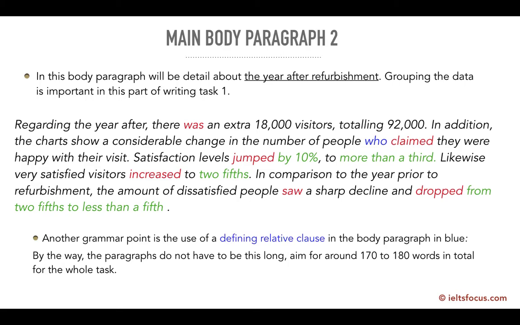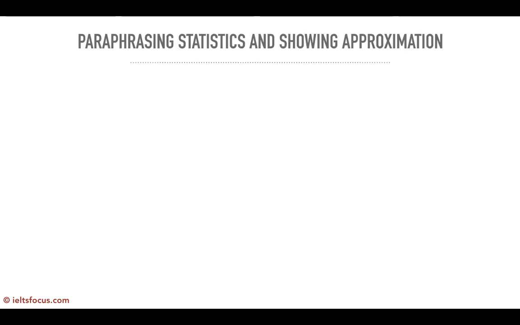One thing here I've got to make a note of is that the paragraphs, they don't actually have to be this long. I would aim for around about 170 to 180 words in total for the whole task. It's 150 words minimum, and you've only got 20 minutes, so you won't be able to write a really long task, and you don't need to. This is just to show you how I'm using the grammar and paraphrasing.